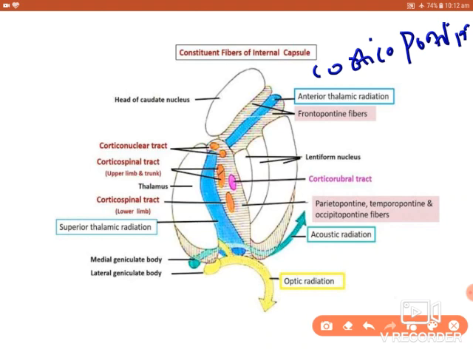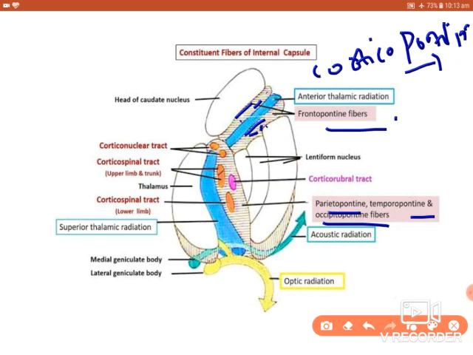And actually it is named according to the lobe from which they arise. So you can see the frontopontine, parietopontine, temporopontine, occipitopontine. So from the cerebral cortex, from the respective areas, they go to the pontine nuclei. These are the motor fibers. So the anterior limb, here this is the anterior limb, you can see these are the frontopontine fibers.